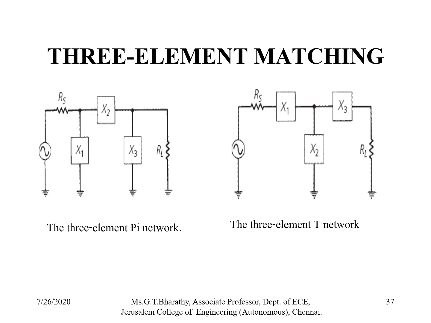The first category of the 3-element network is called the pi network. Why is it called a pi network? Because it looks like a pi. The first element is connected in shunt, followed by a series element, followed by a shunt element. So this 3-element network is called the pi network, where X1, X2, X3 can be either an inductor or a capacitor.